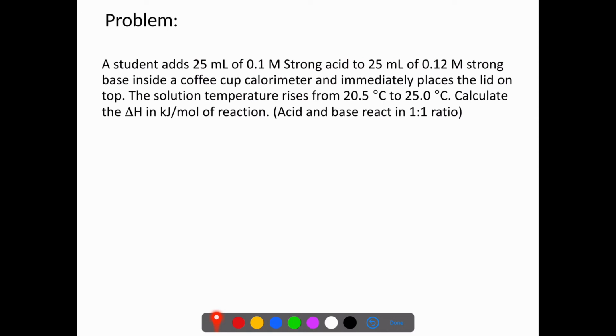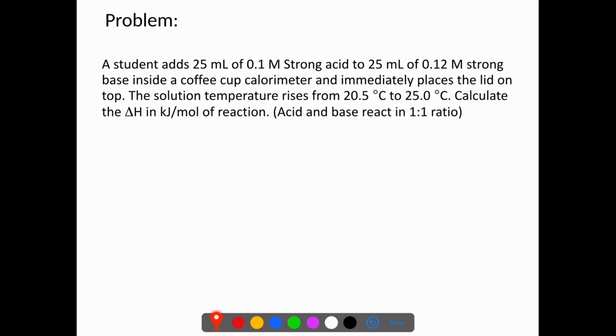So here's the question. A student adds 25 milliliters of 0.1 molar strong acid to 25 milliliters of 0.12 molar strong base inside a coffee cup calorimeter and immediately places the lid on the top. The solution's temperature rises from 20.5 to 25.0 degrees Celsius. Calculate the delta H in kilojoules per mole of reaction. And we are told that the acid and base react in 1-to-1 stoichiometric ratio.